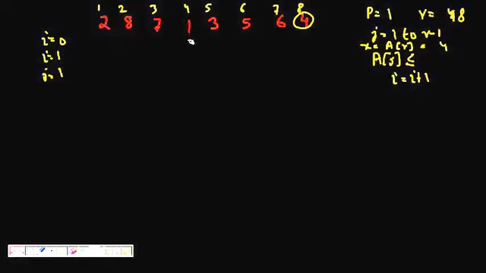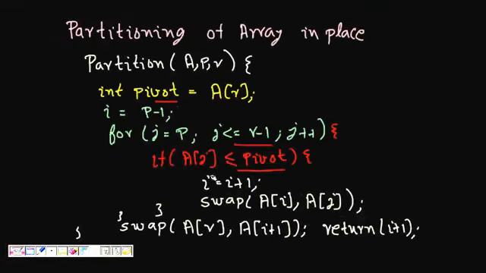So J comes here, and now we see what? We see that A of J, which is A of 4, is less than the pivot element, which is 4. And our I is now at 1. Okay, so I is at this place and J is here. So what do we do now? If we see the code here, if A of J is less than the pivot element, we do I is I plus 1, and we swap A of I and A of J.